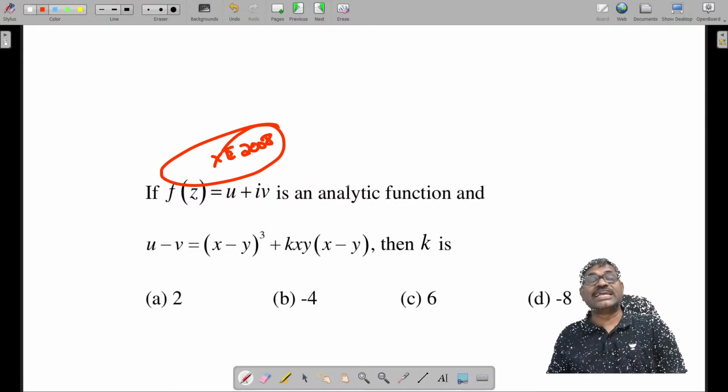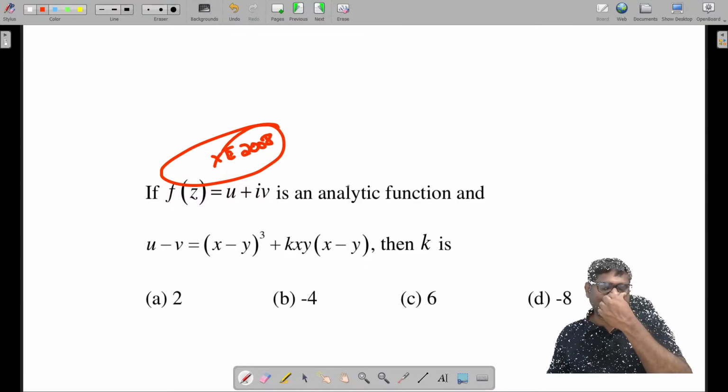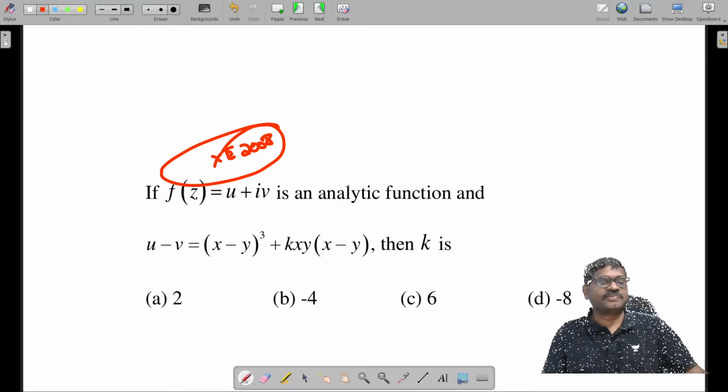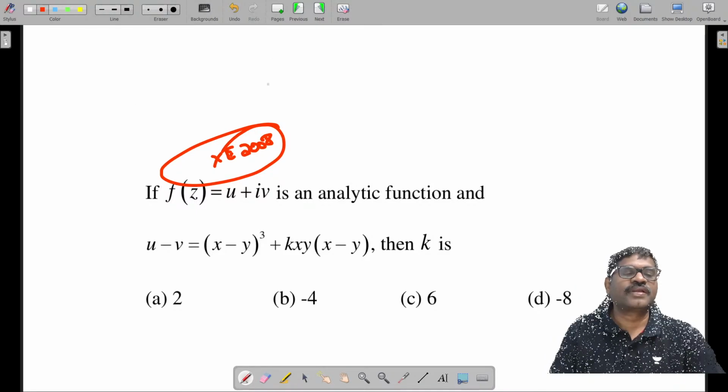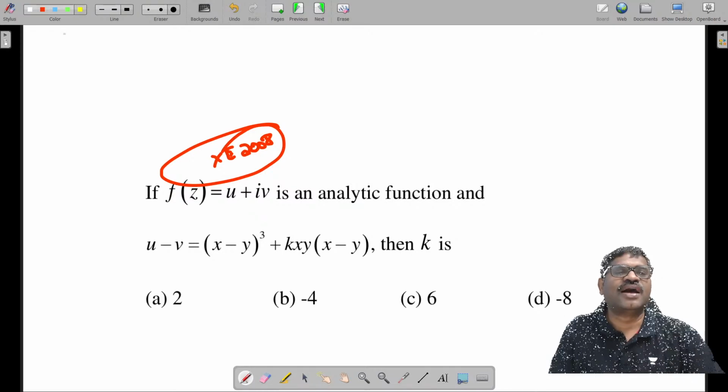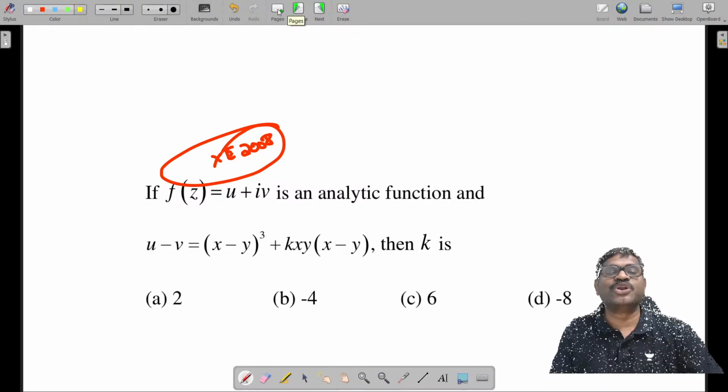Sir, if the function is analytic, both real and imaginary part satisfies harmonic condition, two-dimensional heat equation. That's why I am going to apply Laplace equation condition to get the value of k. If the function is analytic, u and v satisfies harmonic condition. If u and v are harmonic, then f of z equal to u plus iv is analytic. I am going to use that condition.